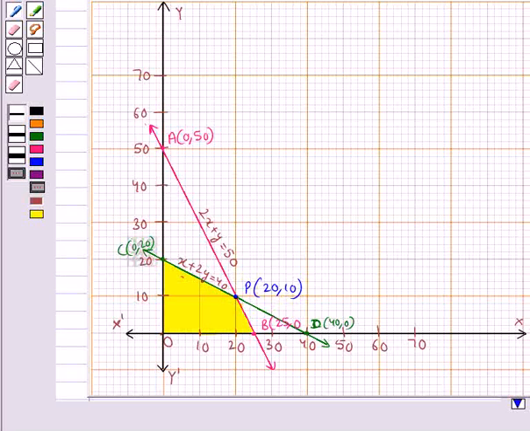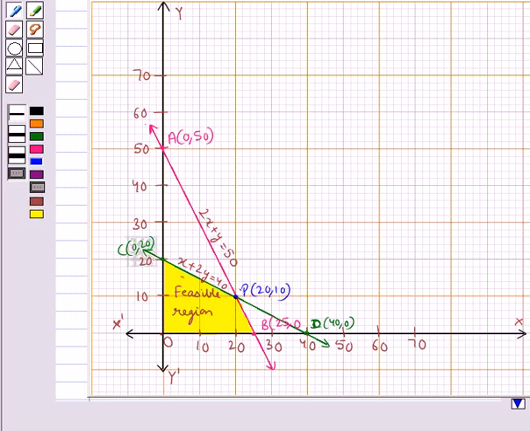The common region determined by all the constraints, including the non-negative constraints x greater than equal to 0 and y greater than equal to 0 of a linear programming problem, is called the feasible region or the solution region for the problem. So this shaded portion, this yellow shaded portion, is the feasible region for this linear programming problem.